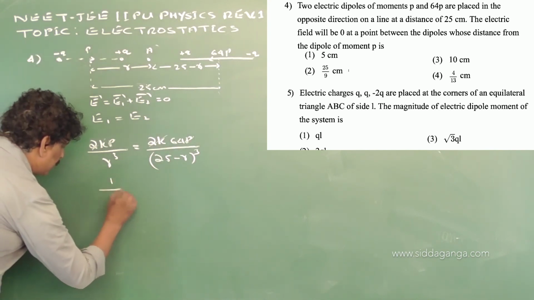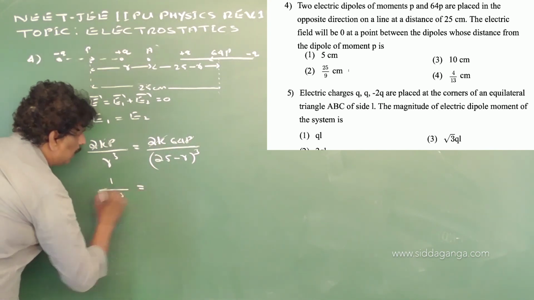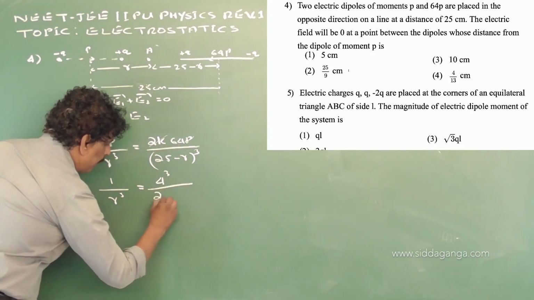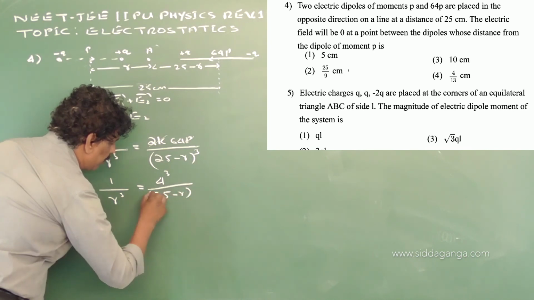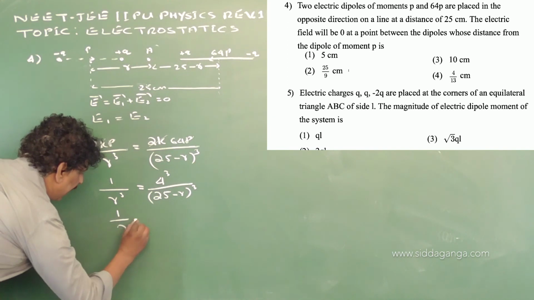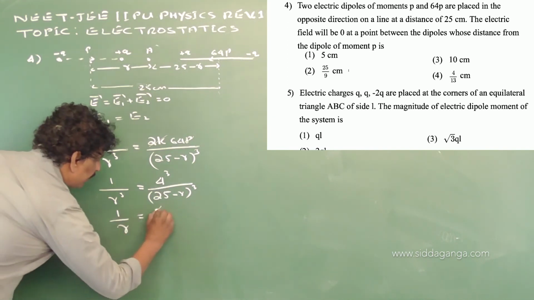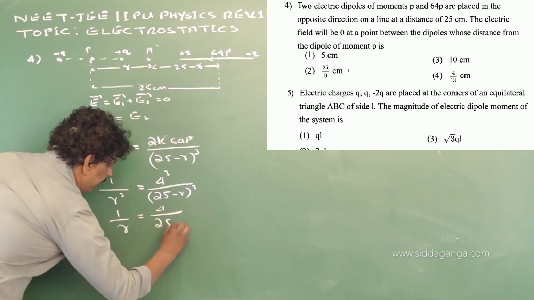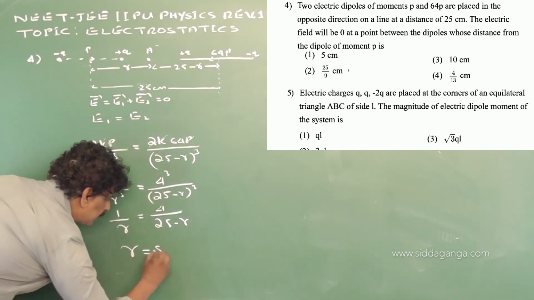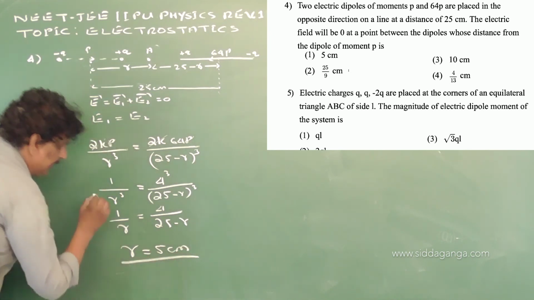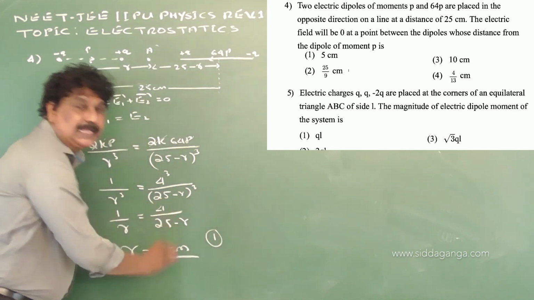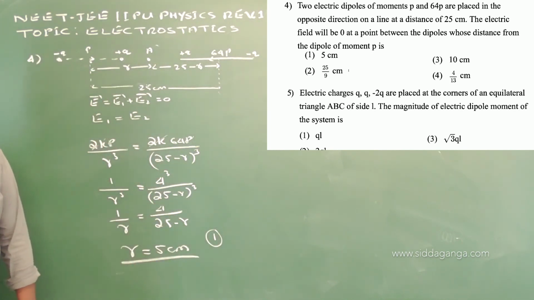Now this can be written as 1 by r cube is equal to, 64 can be written as 4 to the power of 3, by 25 minus r whole to the power of cube. Now we have 1 by r is equal to 4 by 25 minus r. On solving this, r comes out to be 5 centimeter. Therefore, the right option is the first option, 5 centimeter.